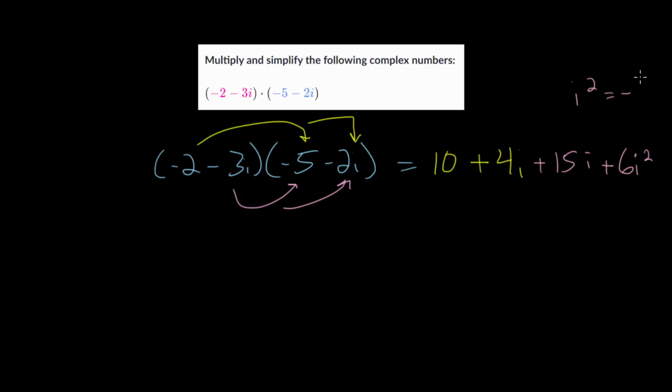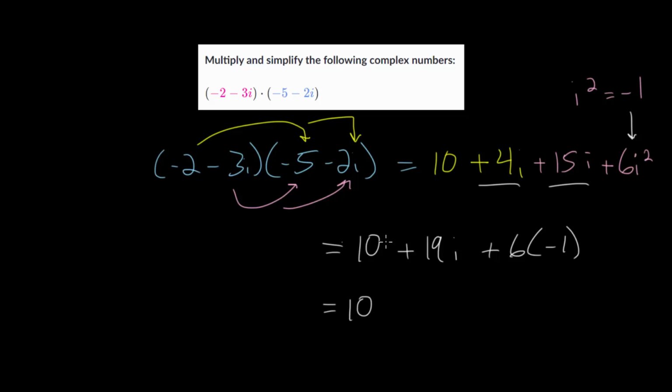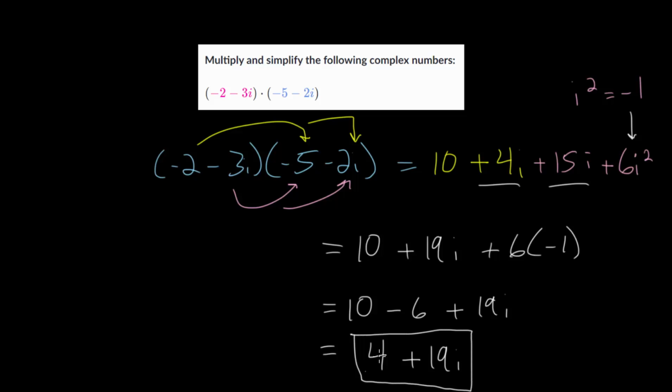And we know that i squared is negative 1. So we can make a substitution there. So we get 10 plus 4i plus 15i. Those can be combined. So that's plus 19i. And then we have plus 6 times negative 1, which is just minus 6. And I'll write that next to the other real part. So 10 minus 6 plus 19i. And simplifying one last time, 10 minus 6 is just 4. So when multiplying these, their product is 4 plus 19i.